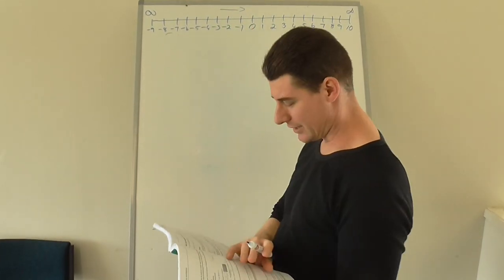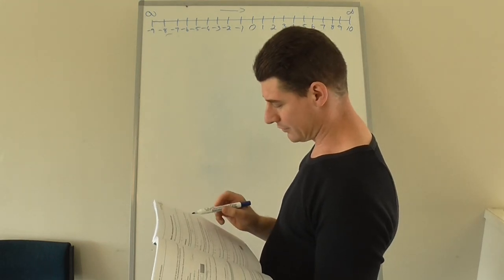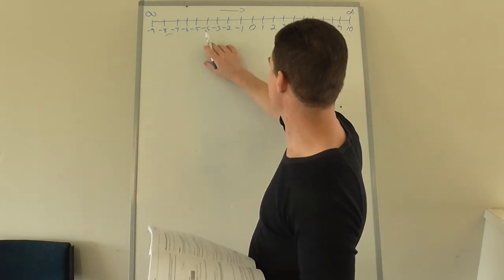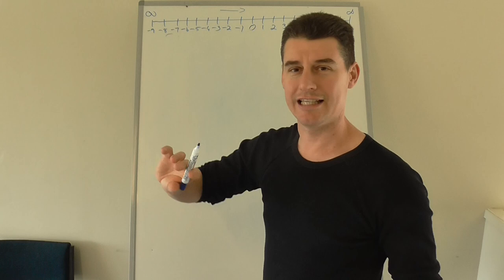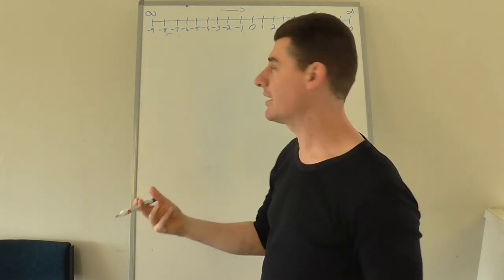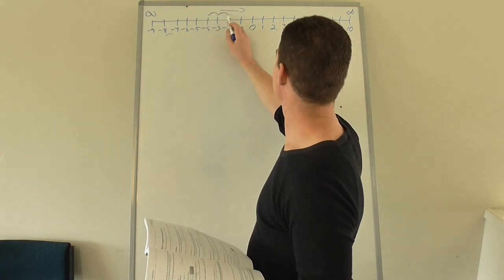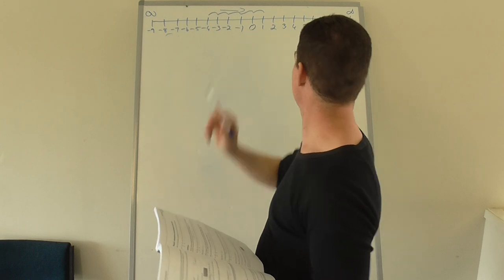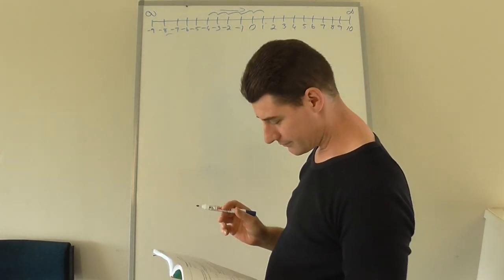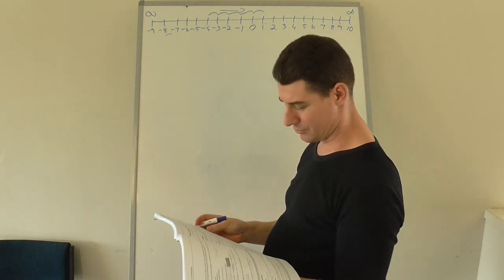Okay, so what does this mean? The question is to add 5 to minus 4. They say if the temperature is minus 4 degrees and it increases by 5 degrees, what would the temperature be? So you start at minus 4 and you just move 1, 2, 3, 4, 5. So in other words, it will be 1. Okay, so minus 4 plus 5 is 1.